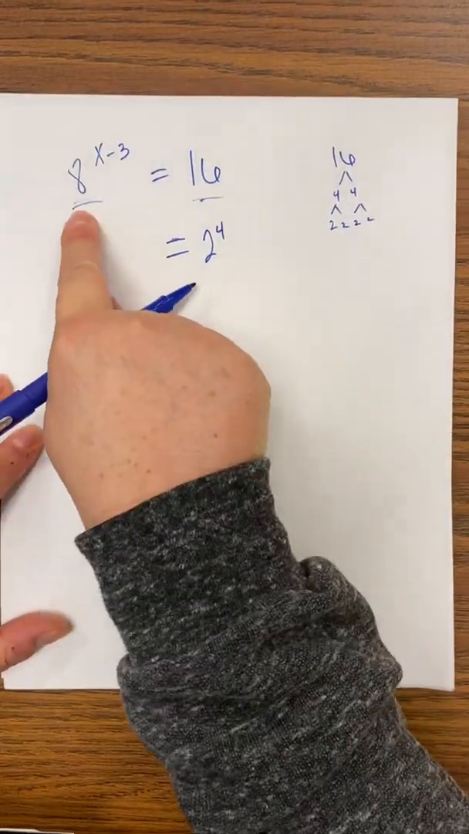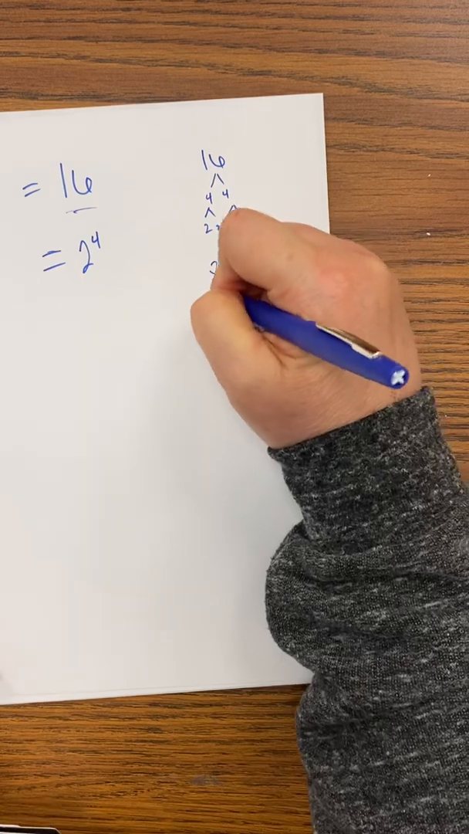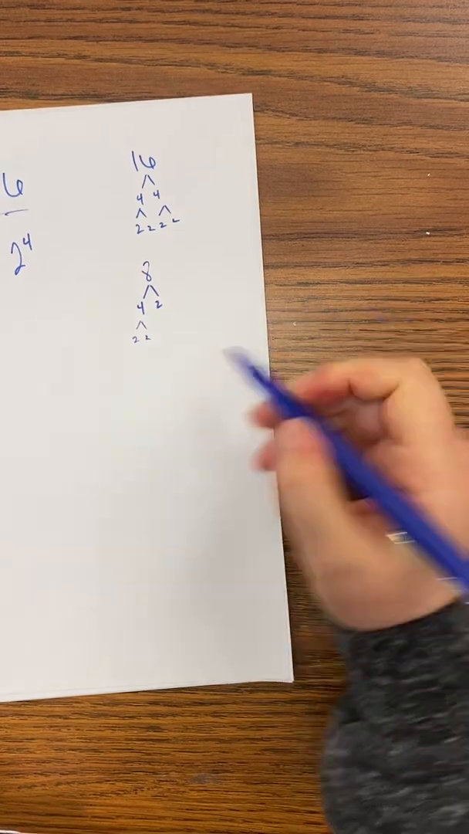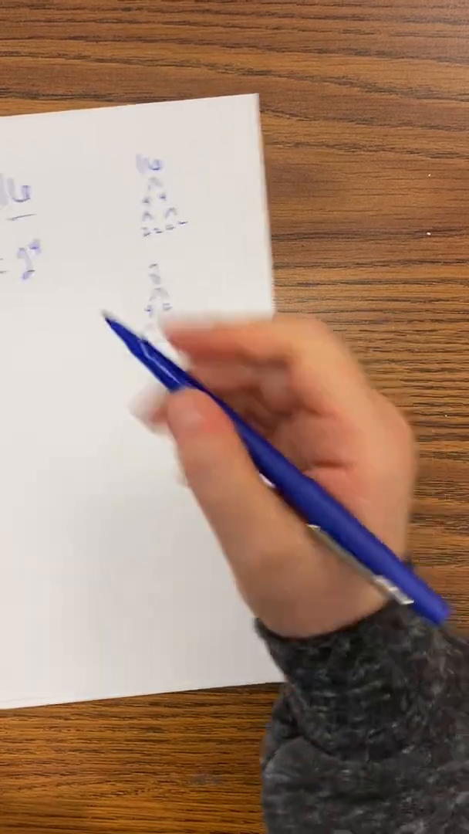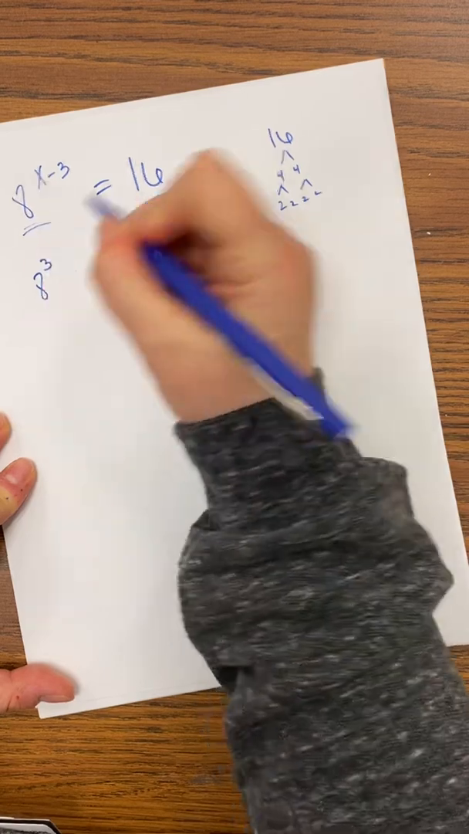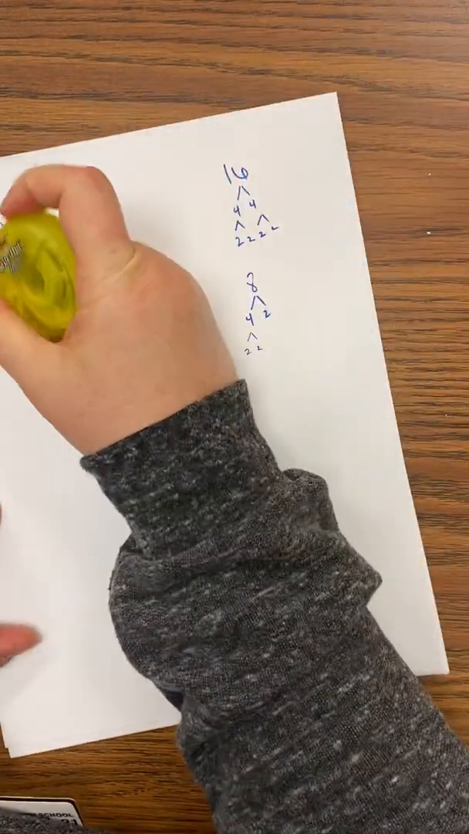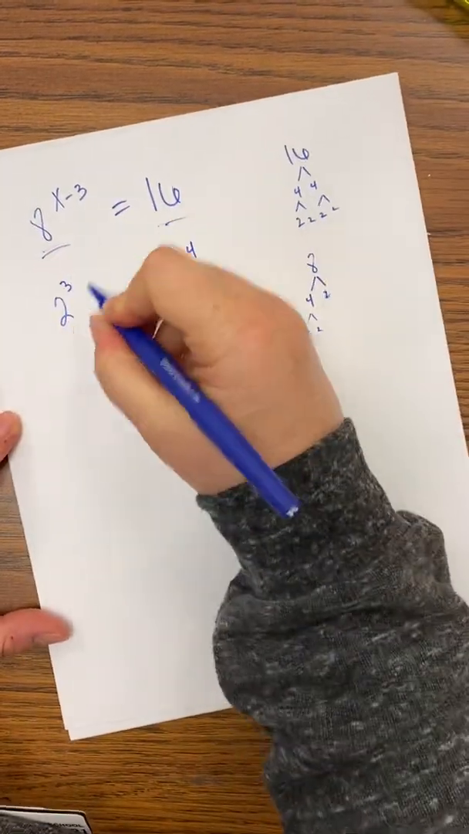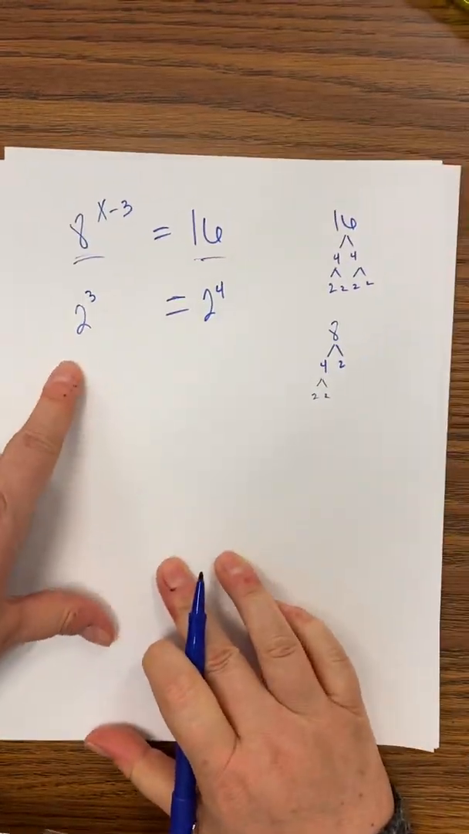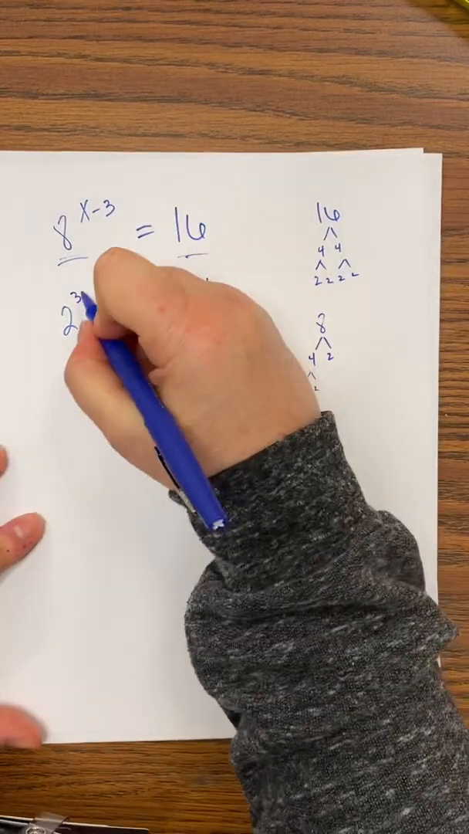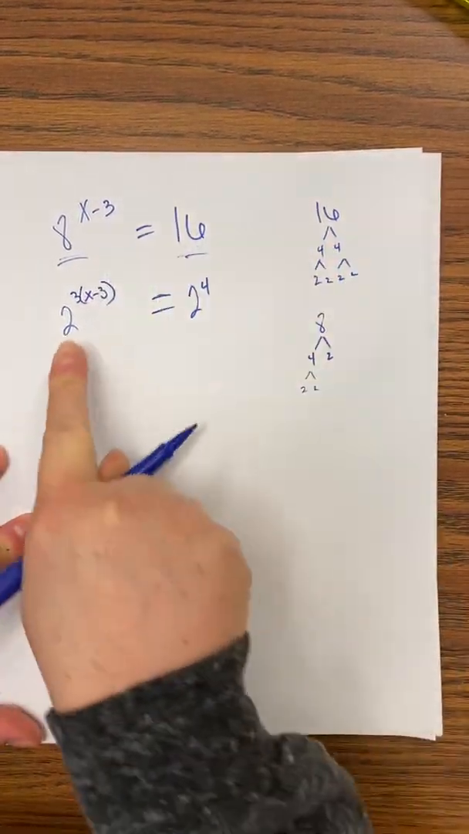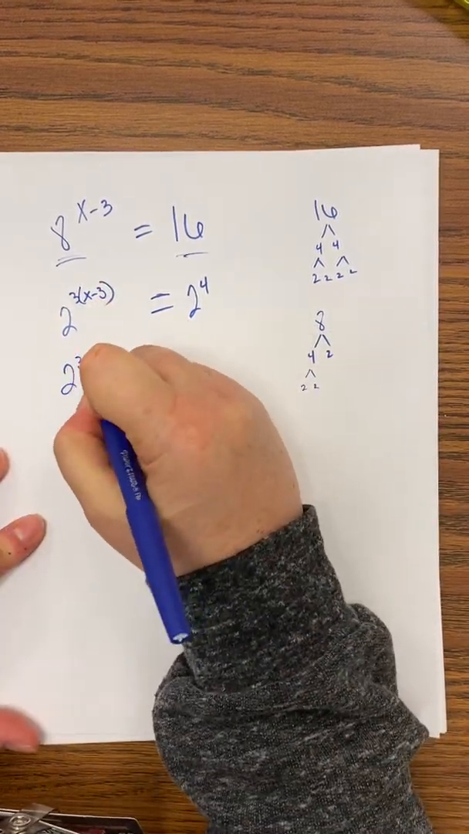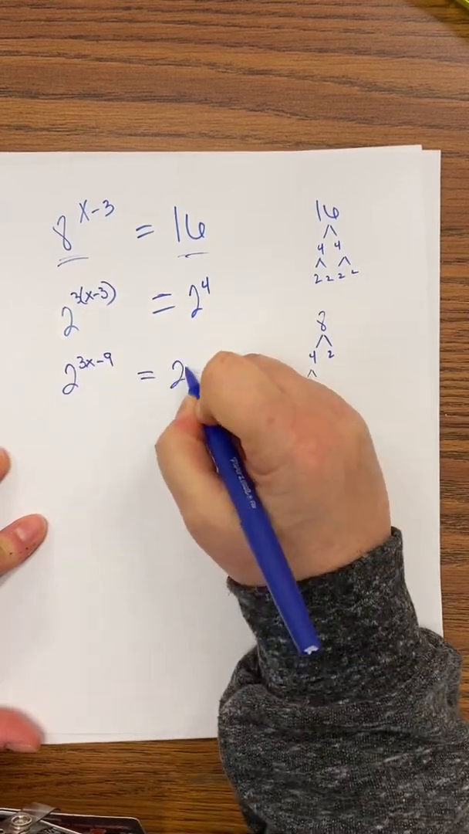So then 8, if you did prime factorization, you got 4 times 2, and then that 4 will break into 2 and 2. So you got 3 2s in 8. So that's going to be 2 to the 3rd. But on this side, what you have to remember is you already had an expression up there, so you have to distribute our new 3 that we made. So that's going to end up being 3x minus 9. This one's 2 to the 4th.